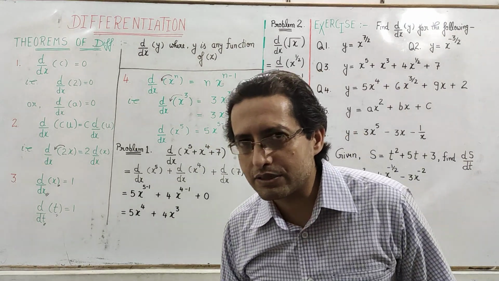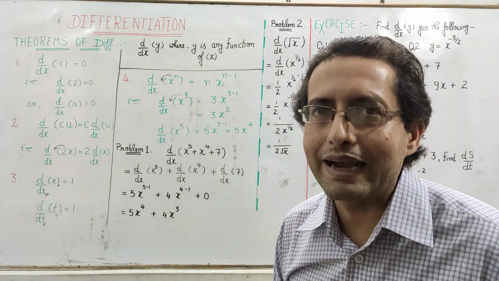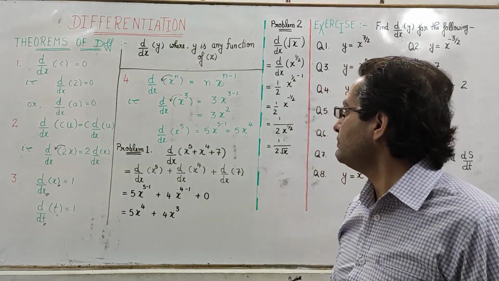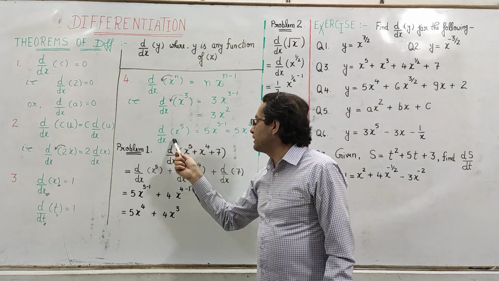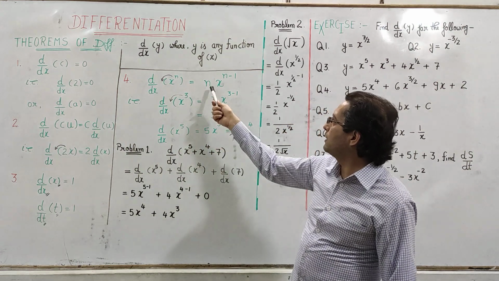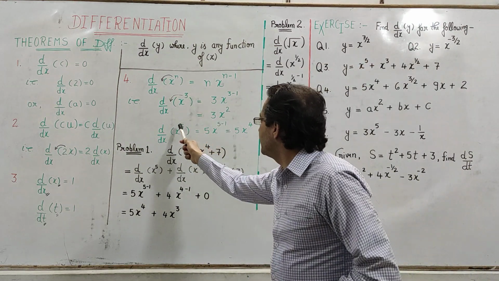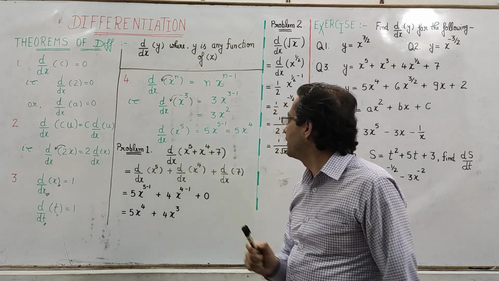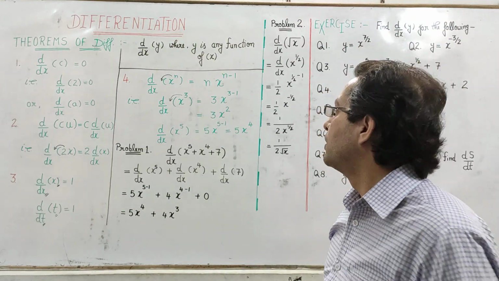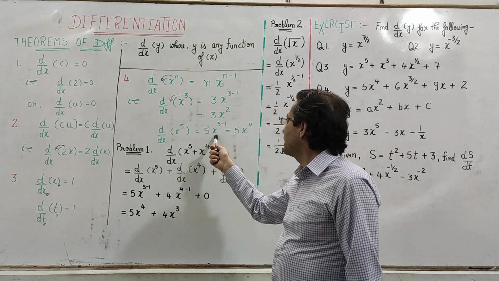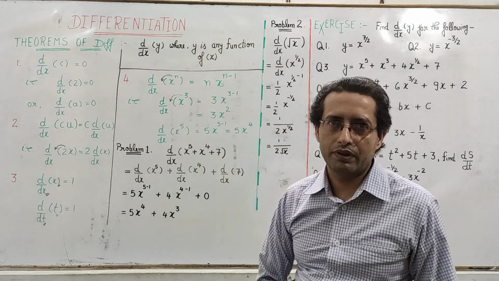So d over dx, x power 3 is equal to 3x square. Similarly, we have taken another example, d over dx, x power 5. Directly you can use the formula nx^(n-1). The power will become the multiple here, and the power will be subtracted by 1. So 5x^(5-1) becomes 5x power 4.